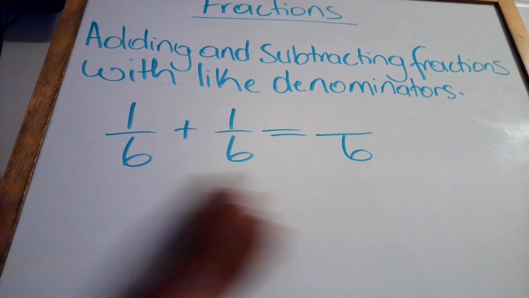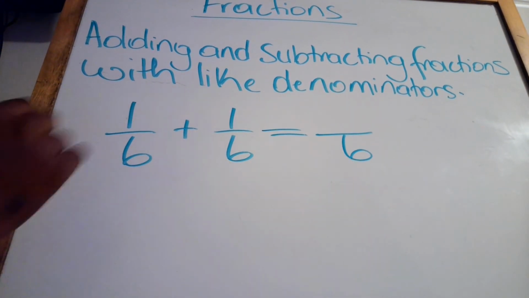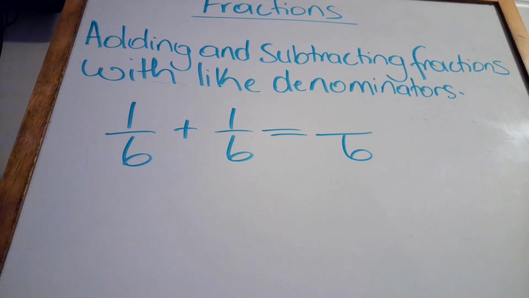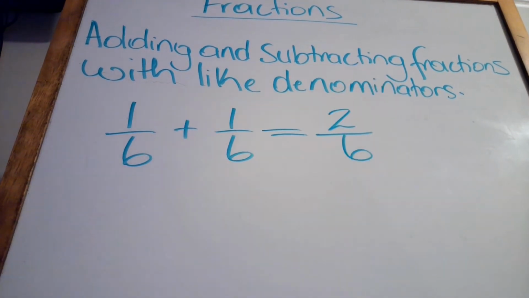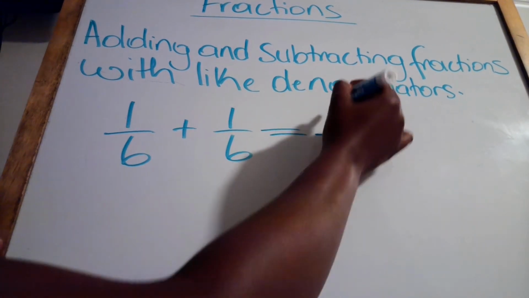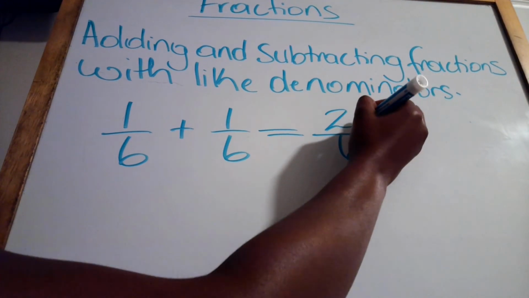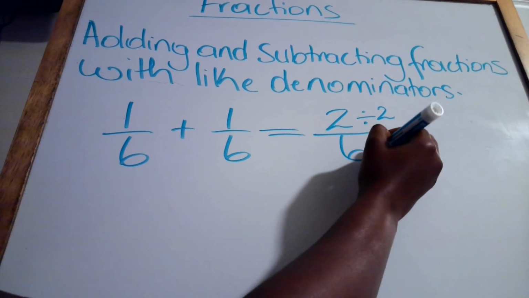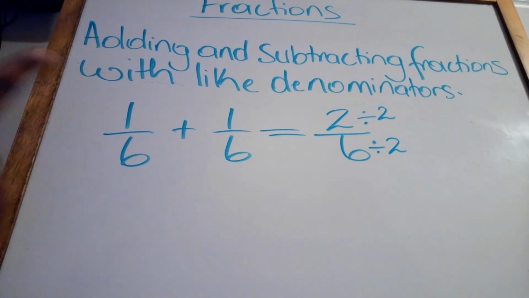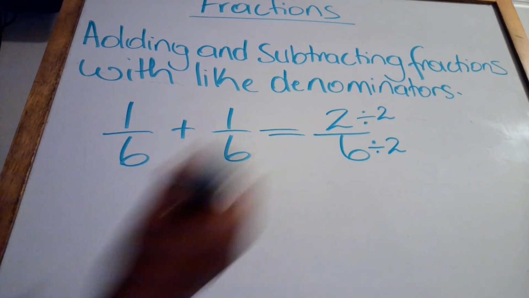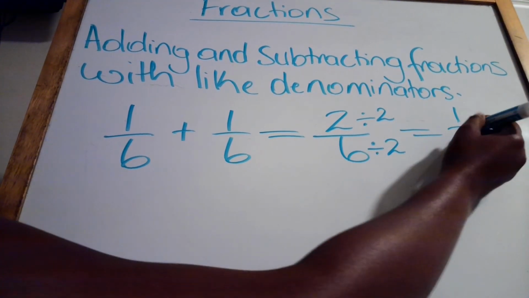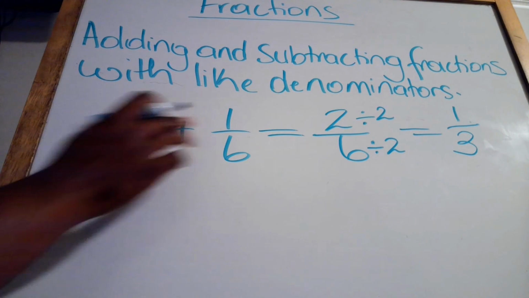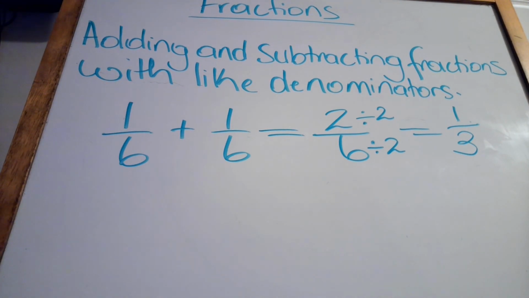So the denominator is 6, we write back the 6. We carry out the operation with the numerator. So 1 plus 1 would give us 2. And if you notice, that fraction can be simplified. If we simplify this fraction, we can find a number to go into the top number and bottom number without leaving a remainder, which is 2. So we divide the top number by 2, the bottom number by 2. So 2 divided by 2 is 1, and 6 divided by 2 would give us 3. So 1/6 plus 1/6 is going to give us 1/3.